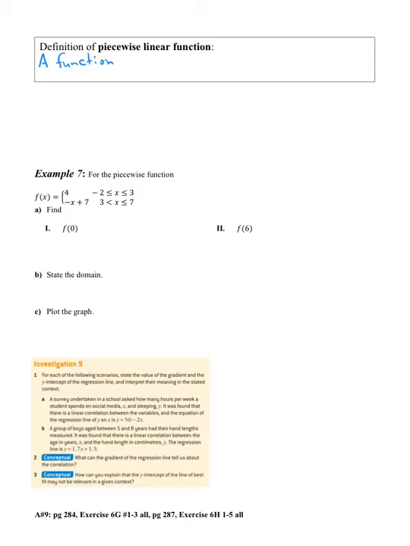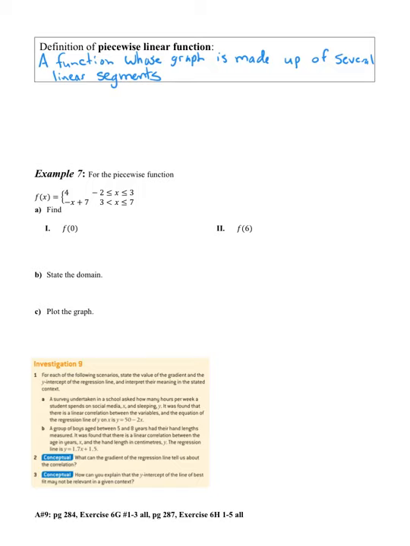So a piecewise function is a function whose graph is made up of several linear segments. This is a piecewise linear function, I should say. All right, that's what a piecewise function is. Okay, so a function whose graph is made up of several linear segments.